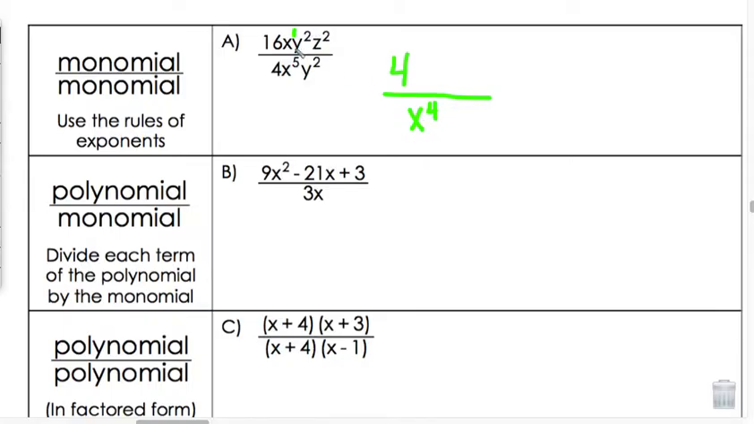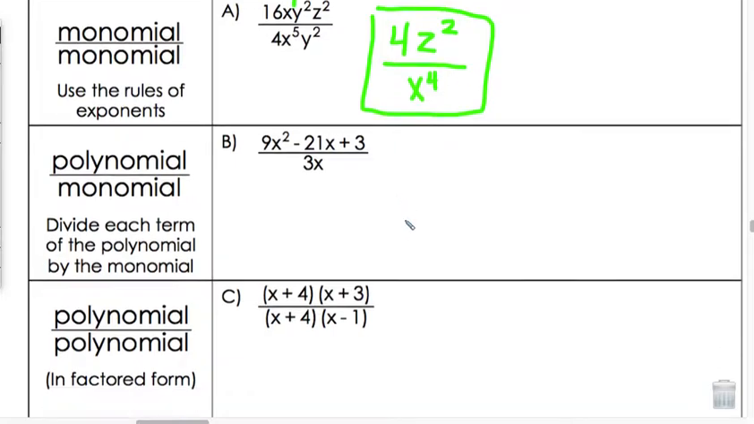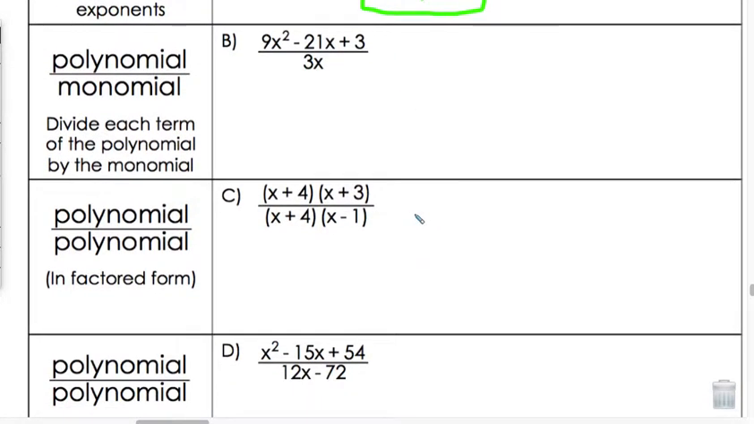Now I have y squared in both the numerator and the denominator, and I know that anything divided by itself will give me 1. So in a way, the y's kind of disappear. And then I have z squared. So my final answer is going to be 4z squared divided by x to the 4th, just by simplifying.